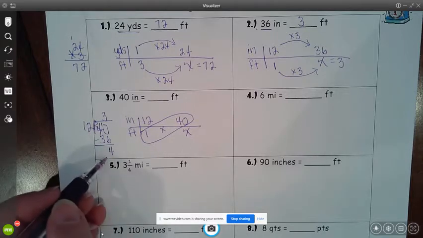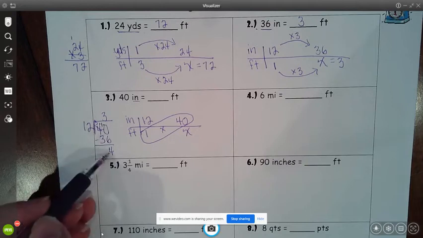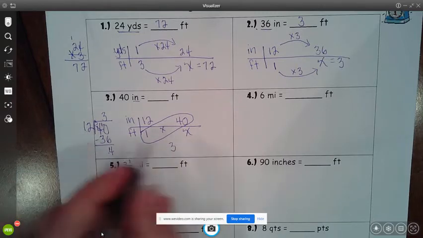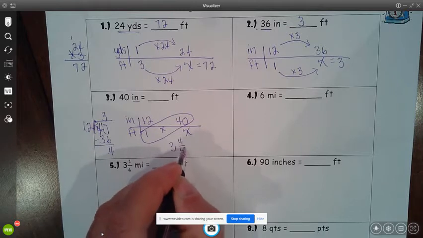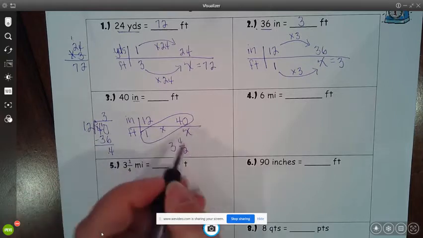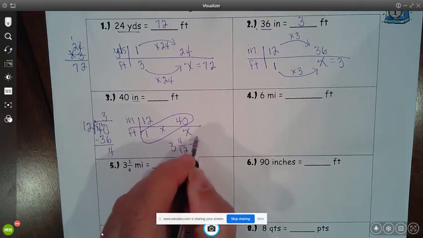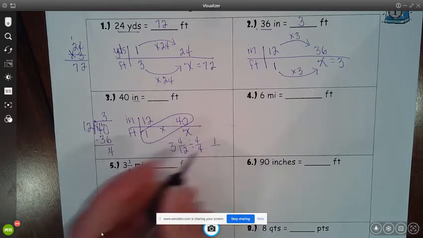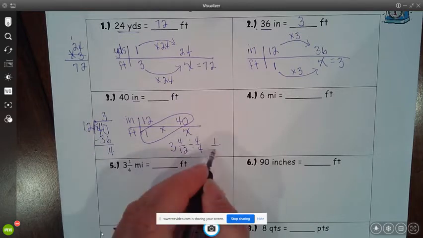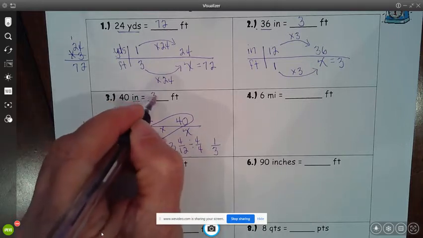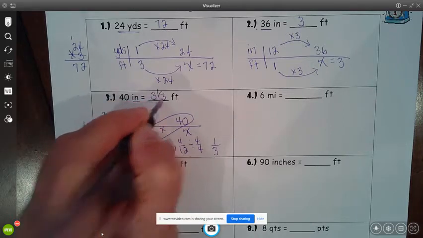Okay, so since this is customary units, I'm going to leave the remainder and make it my numerator on my answer. So I have 3 and 4/12. And what do you notice about 4/12? It can be simplified. So I'm going to divide both of those by 4. 4 divided by 4 is 1, and 12 divided by 4 is 3. So if I put my 3 back, this becomes 3 1/3 feet.